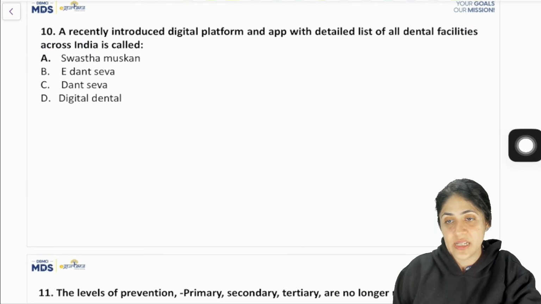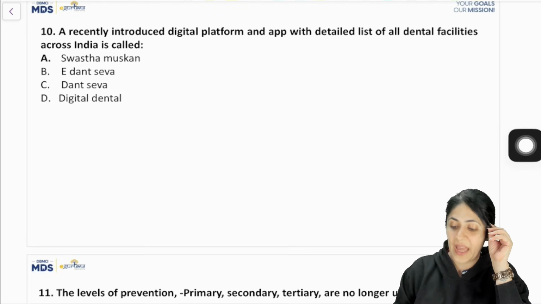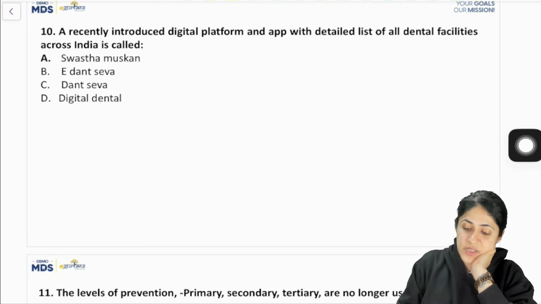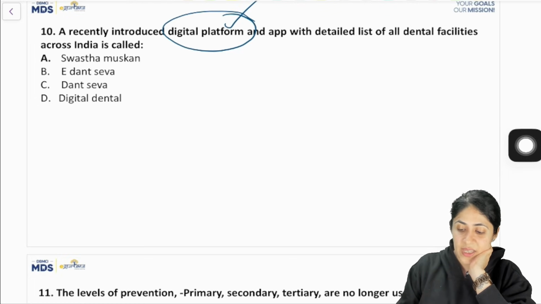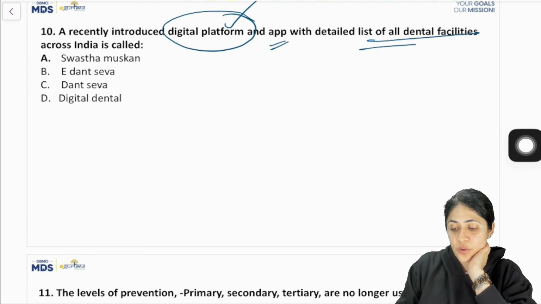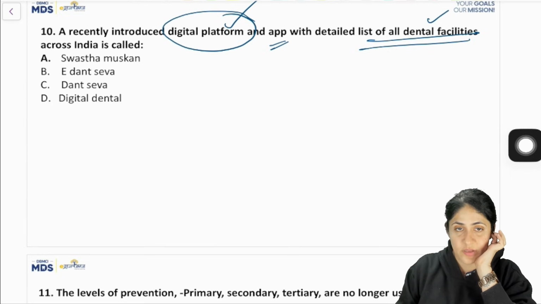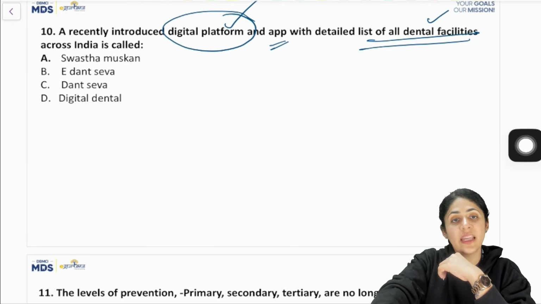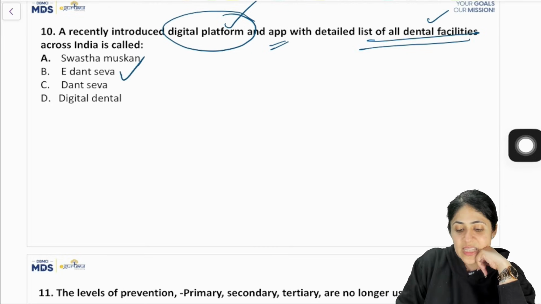There was a recently introduced digital platform, an app. What is that app? This was a digital platform, an app which had a list of all the dental facilities. What is the name of that app? The name of that app is E-Dant Seva.